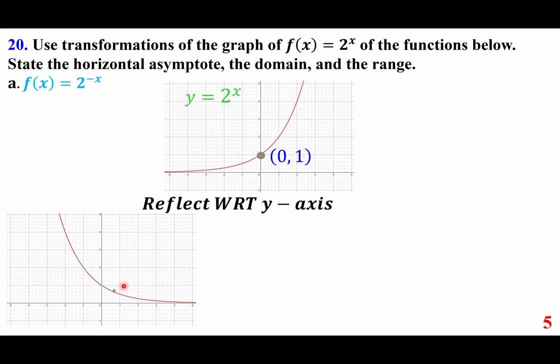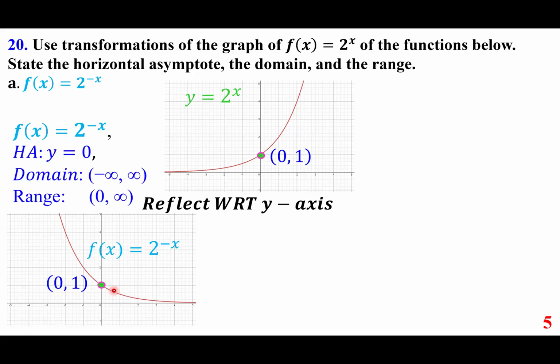So what happens to (0, 1)? Nothing, it remains unchanged. And you get the function that you're looking for. Now, as far as the domain and range, nothing changes in essence. The horizontal asymptote is still the x-axis, y equal to 0. The domain is still negative infinity to positive infinity, and the range is 0 to infinity. That hasn't changed.